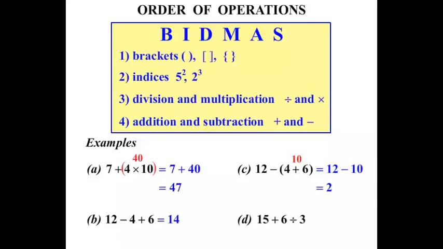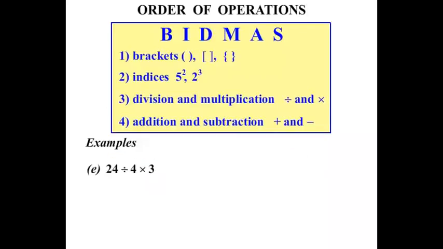15 plus 6 divided by 3. Well, we have an addition and a division. On our list, there's our addition, there's our division. We can see that the division will occur first, so we must do the division. So we have 6 divided by 3. Again, we'll put some brackets around that. And 6 divided by 3 is 2. So we have 15 plus 2, and 15 plus 2 equals 17.